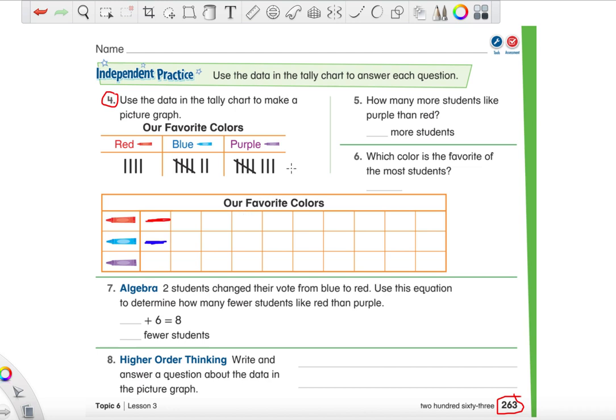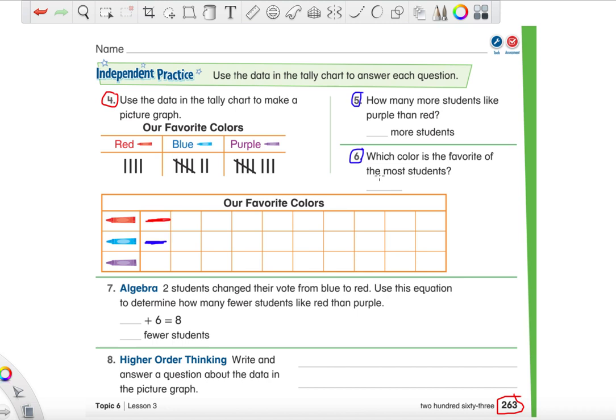Okay, if this video is still playing, that means that you are all done the picture graph. I'm now going to read number 5. How many more students like purple than red? So go ahead, you can pause the video and answer that question if you need to pause it. Next, I'm going to read question number 6. Which color is the favorite of the most students?